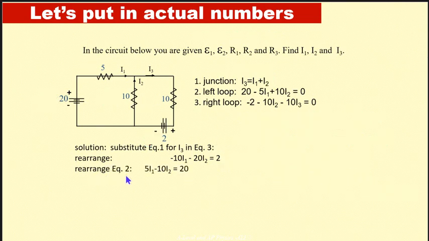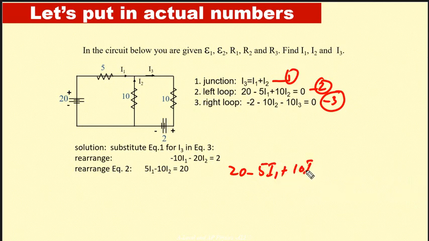Okay, next one, equation 2 actually. As you can see, this one is equation 1, this one is 2, and this one is third. So for equation 2, we simply rearrange a little. So let me explain to you a little what is happening here. So you can see this is 20 minus 5i1 plus 10i2, and this is equal to 0.